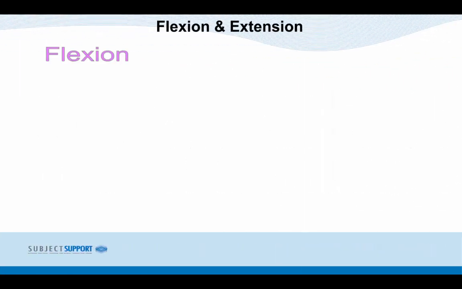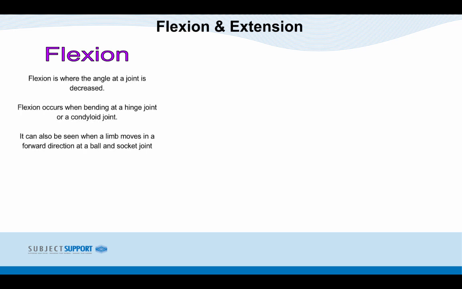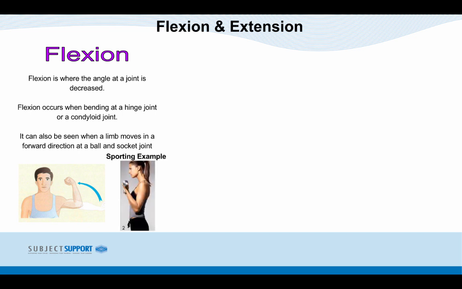Flexion and extension. Flexion is where the angle at the joint is decreased. Flexion occurs when bending at a hinge joint or a condyloid joint. It can also be seen when a limb moves in a forward direction at a ball and socket joint. For example, if you were flexing your muscles to show off your guns, the upward movement is a flexion. A sporting example would be the upward phase of a bicep curl.